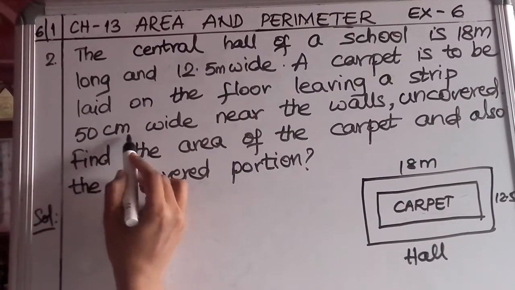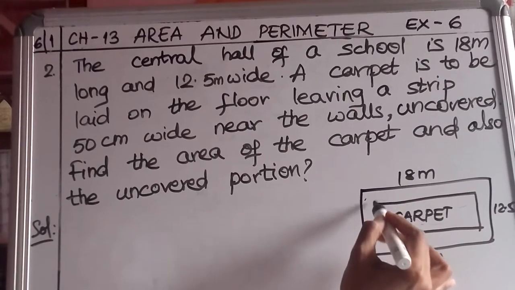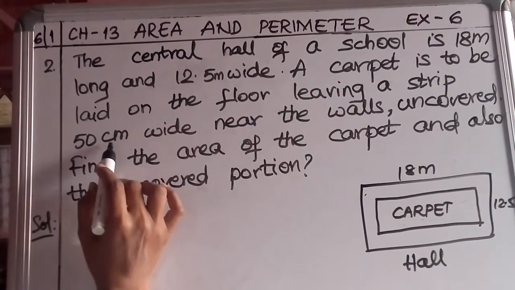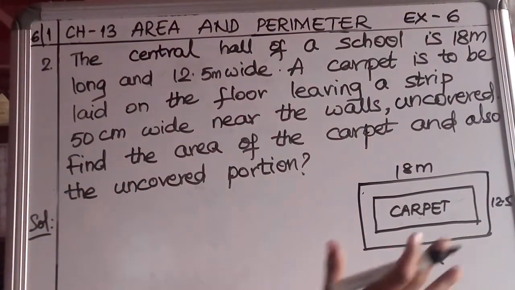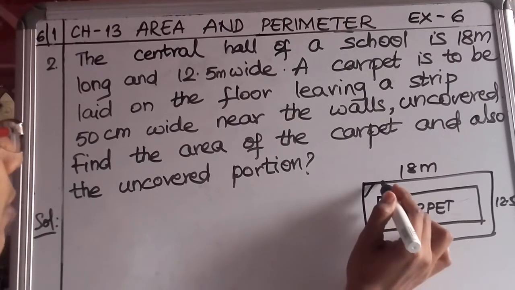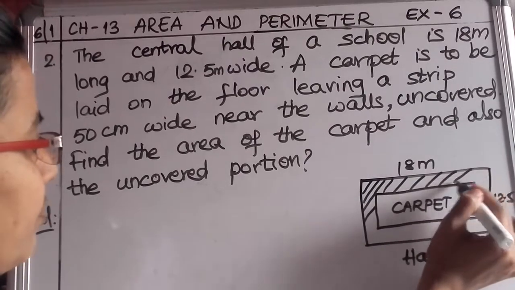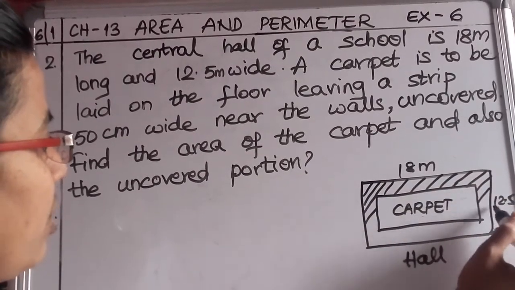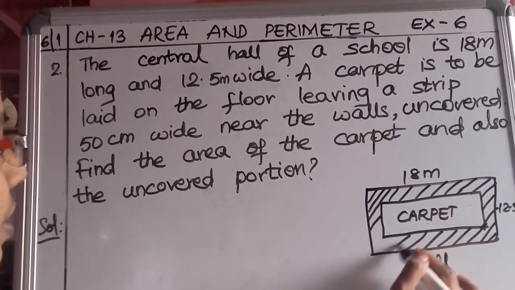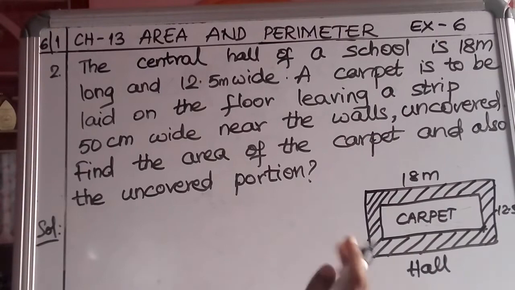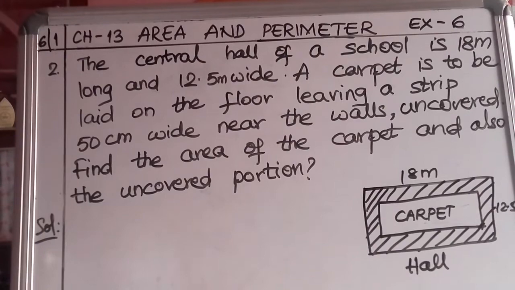It is 50 centimeters. Here the units are in meters, but this part, this width is given in centimeters. So you need to convert this centimeters into meters and solve the problem. Okay, so first let us start solving bit by bit. This area they have asked you to find out. They have also asked you the area of the carpet also. Carpet and uncovered portion. This is the uncovered portion, that also they asked.